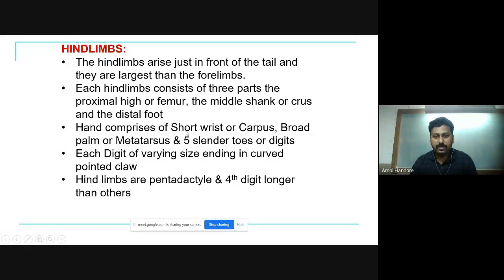Now the foot comprises a short ankle region, which is called the tarsus. Instead of carpus, it should be tarsus, and further it is made up of the metatarsus, and there are 5 slender toes.